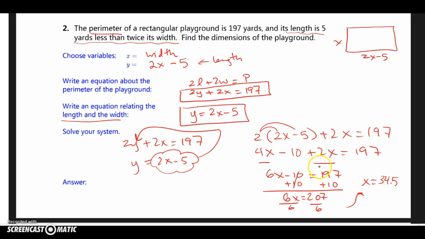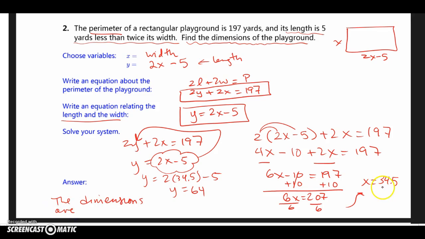I'm not done. I have to find the y value as well. I'm going to go back and plug that in, 34.5, and simplifying gives me 64. But now I have to answer what I'm supposed to answer in the word problem. It says find the dimensions of the playground. So we'll say the dimensions are, I have to give units, 34.5 yards by 64 yards. So the dimensions of the playground are 34.5 by 64 yards.